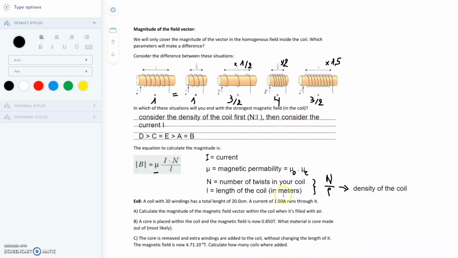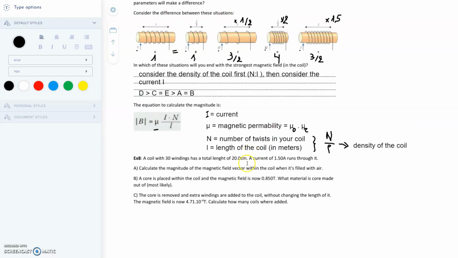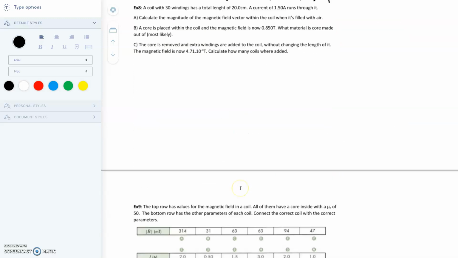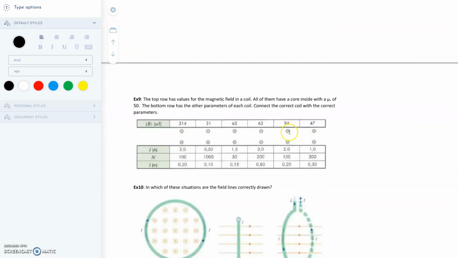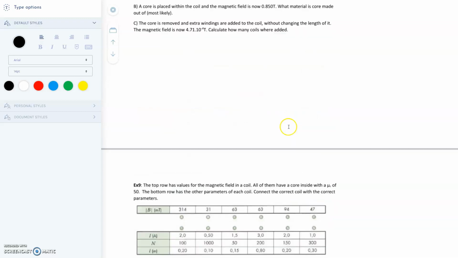Now, this is a simple introduction on determining the magnitude of the field vector. We will then be doing some extra exercises during the live classes that follow, which are explained here. We will be looking into them in more detail in a bit.